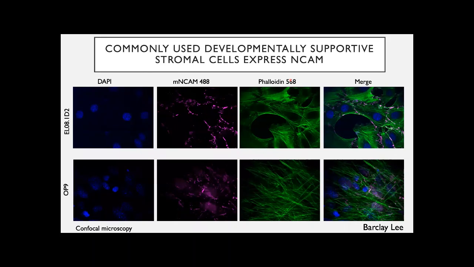Now, the first thing we thought about was whether there were homotypic interactions occurring between CD56 on the NK cells and on the stromal cells. We find that the commonly used stromal cells that we use for NK cell development, both the OP9 and the EL08-1D2 cells, do express NCAM, shown here in magenta. So we think this may still be playing a role, and that is work that I'm not going to talk about today, but is ongoing in the lab.